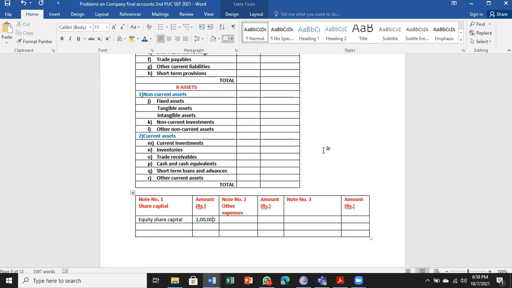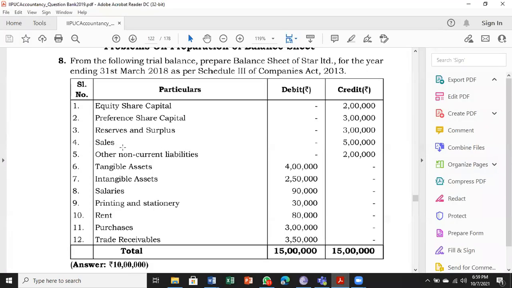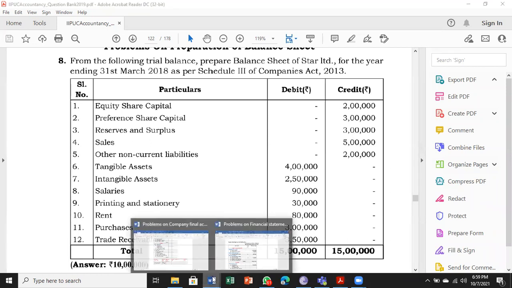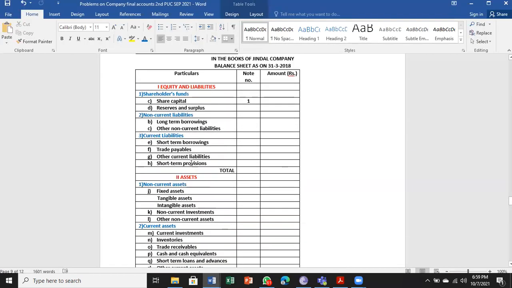Equity capital 2 lakhs. Preference share capital 3 lakhs. So let me take the total later on. Let me go on entering the information. Reserves and surplus 3 lakhs is there. So I can enter also because only one amount is there. I can enter here in the balance sheet 3 lakhs.